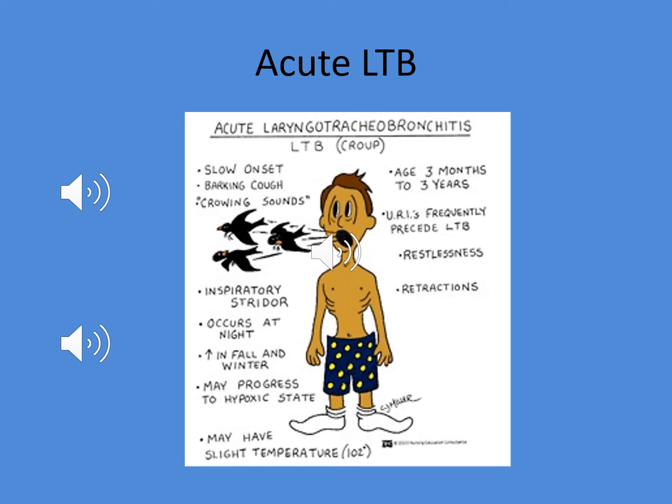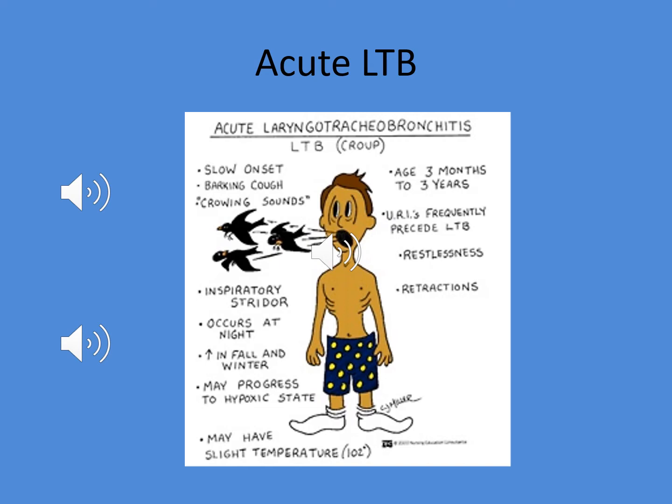Our next croup syndrome we're going to talk about is called acute LTB, which is the short name for it, but LTB stands for laryngeotracheal bronchitis. So it is inflammation of the larynx, trachea, and the major bronchi. So for your blanks, the inflammation of the larynx, trachea, and major bronchi. It affects ages 6 months to 3 years of age.